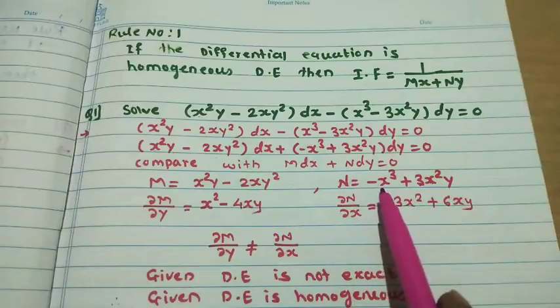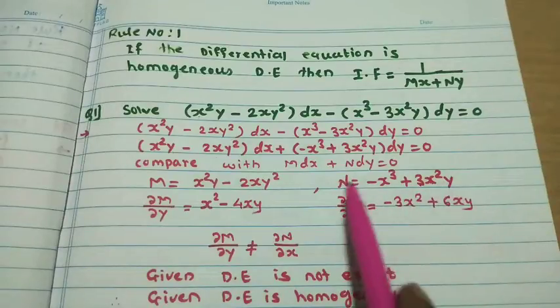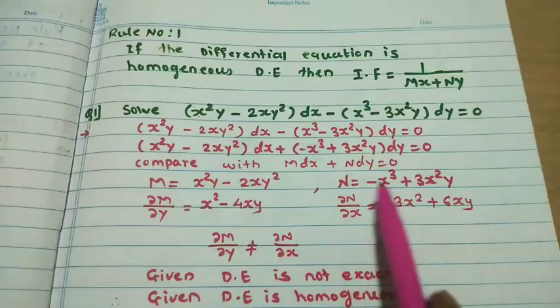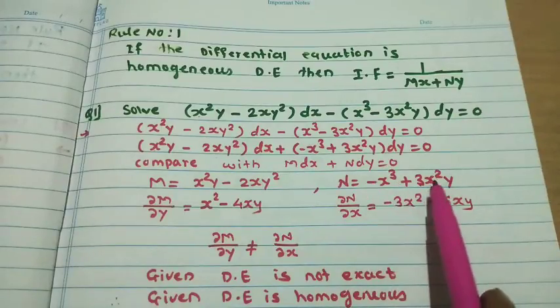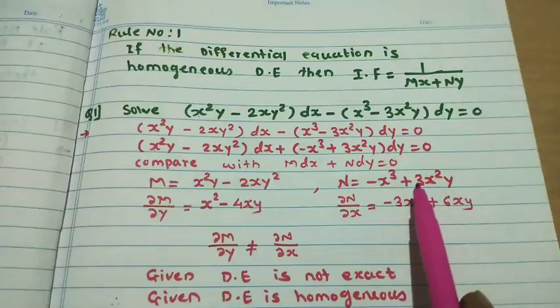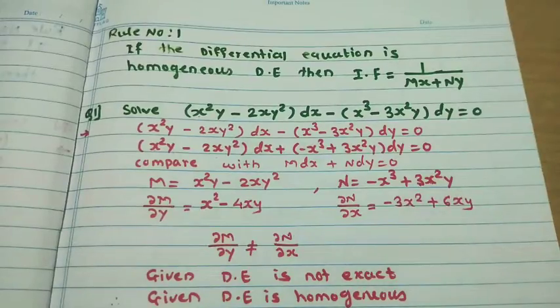Now N is minus x cube plus 3x square y. Differentiate N partially with respect to x. The derivative of x cube is 3x square, and the negative sign stays as it is. The derivative of x square is 2x, and 2x into 3 into y gives 6xy. Now if you observe, del N by del x and del M by del y are different. This means the given differential equation is not exact.